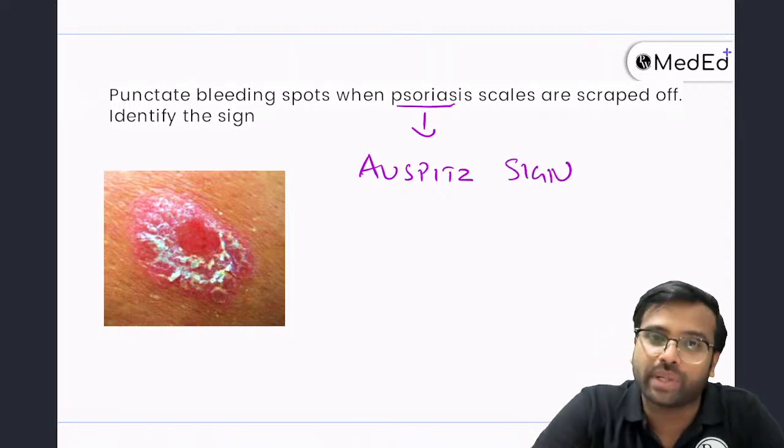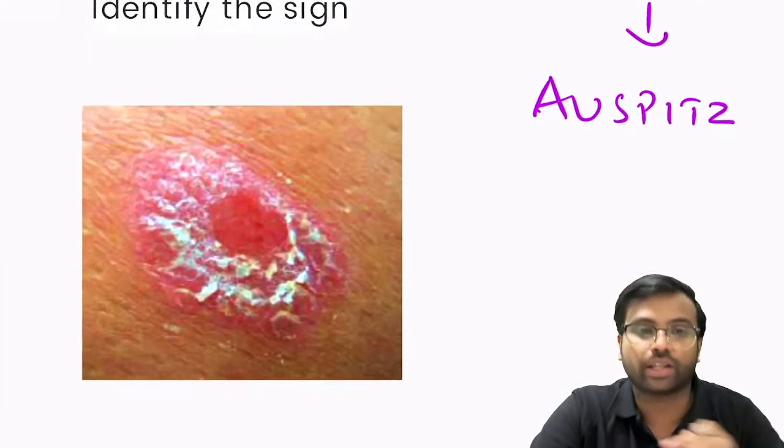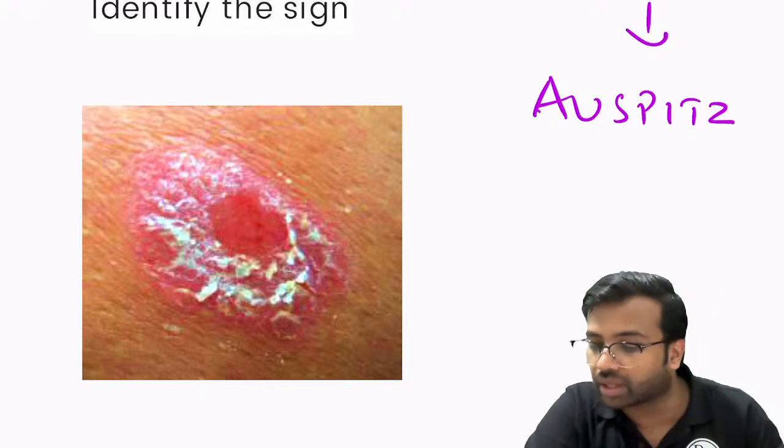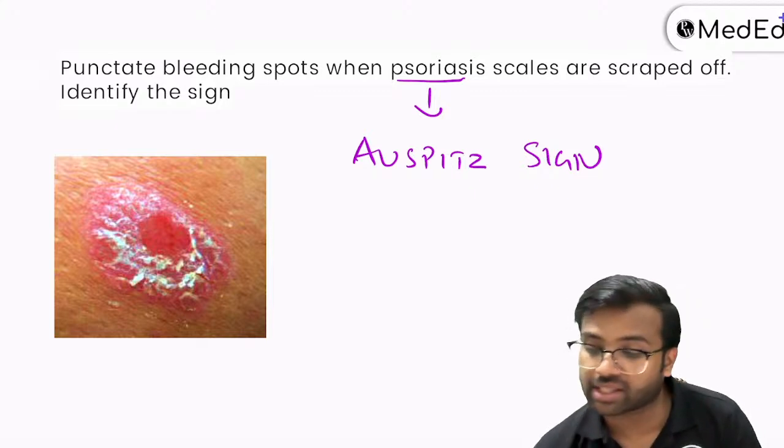Now what is Auspitz sign? Now in case this is a patient who is having a psoriatic plaque lesion. So in psoriasis, how is the plaque lesion usually? Yes, doctor, very good. So you are answering it as grattage.